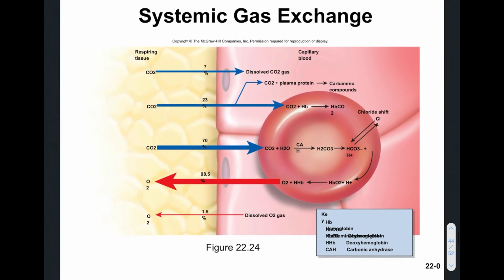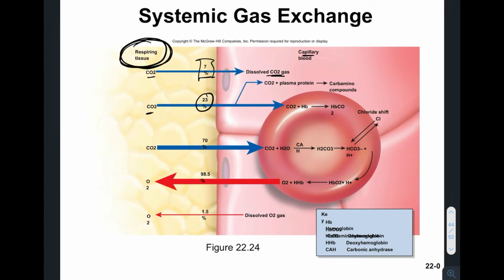So here's the picture of it. Right here on the left, we have the respiring tissue cells. These cells are doing respiration, which means they're making a lot of CO2, and that CO2 has to be picked up by the capillary, which is coming in with the red blood cell. So let's check out the percentages and see if they match. So 7% dissolved CO2 gas in the plasma.